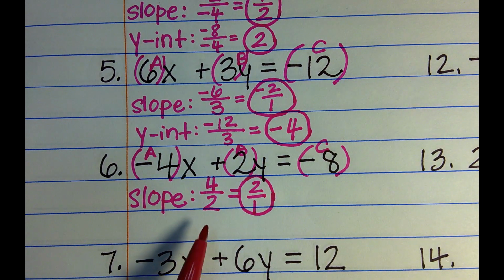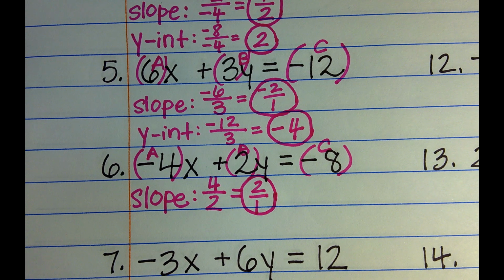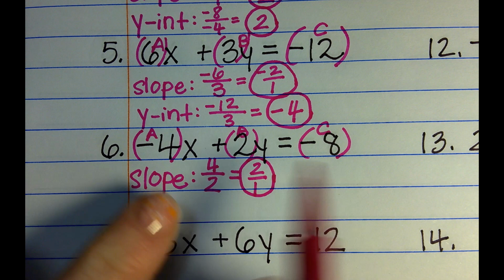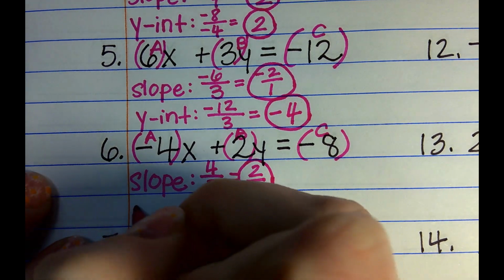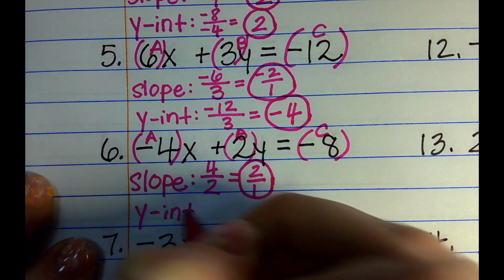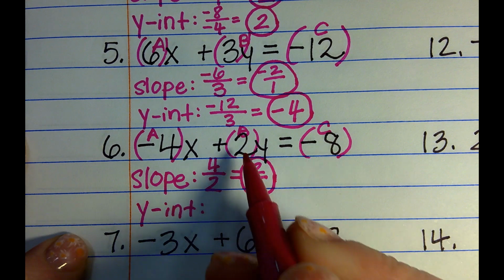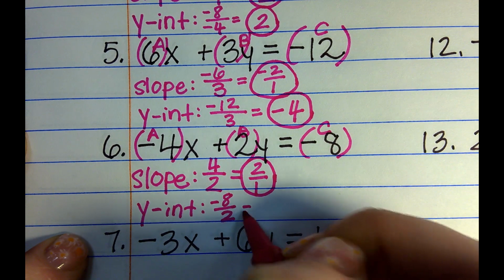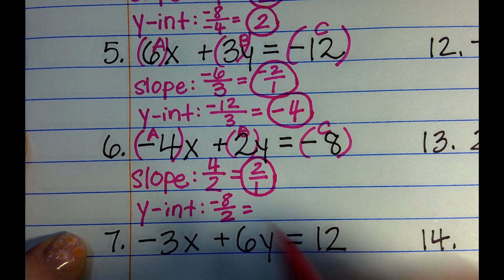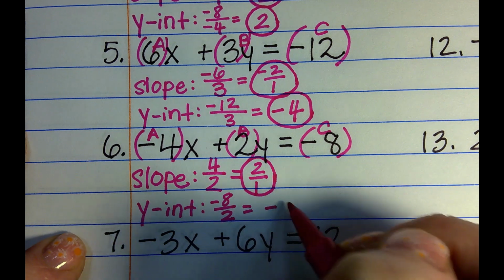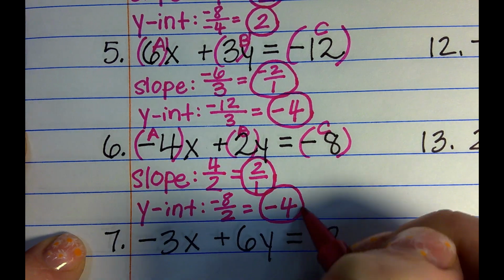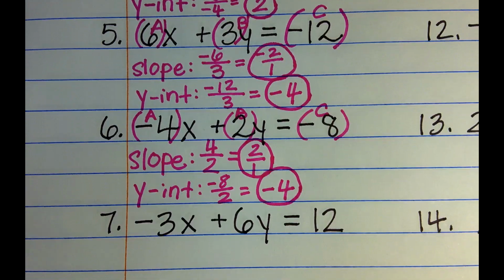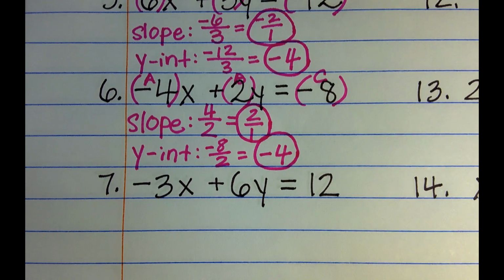And again, if you kept it at 4 over 2, that's still right. You're not going to get counted wrong for that. Your graph just will be more spread out. So we have our slope. How about y-intercept? -8 over 2. Good. C over B, -8 over 2, equals -4. Awesome. Any questions on number 6?